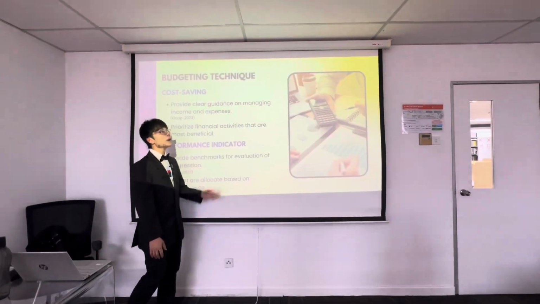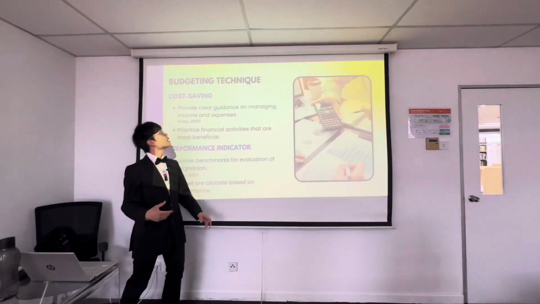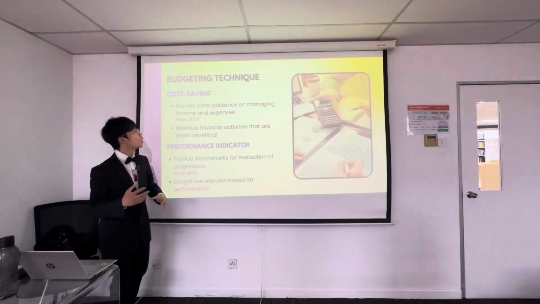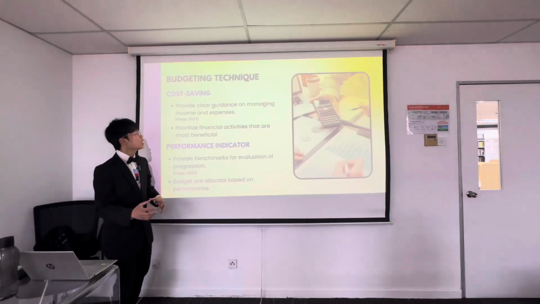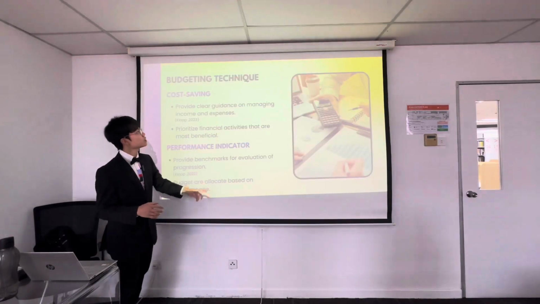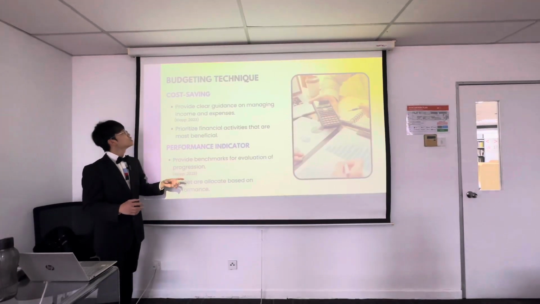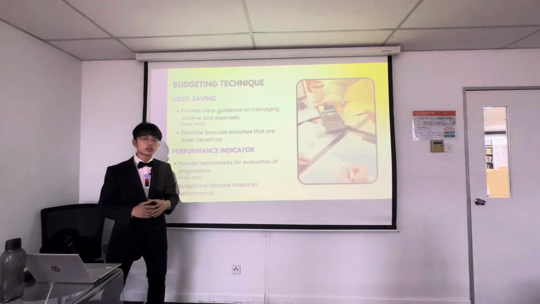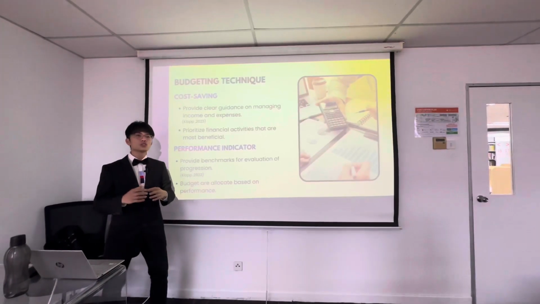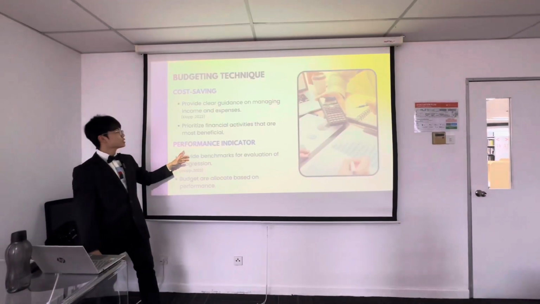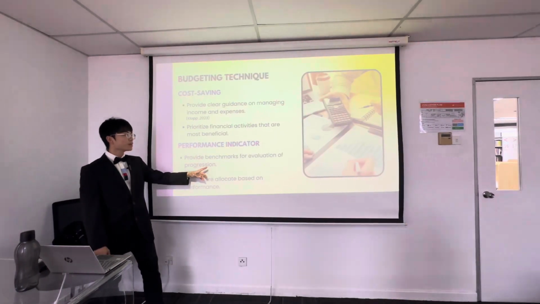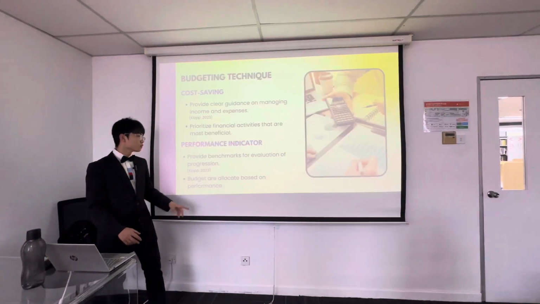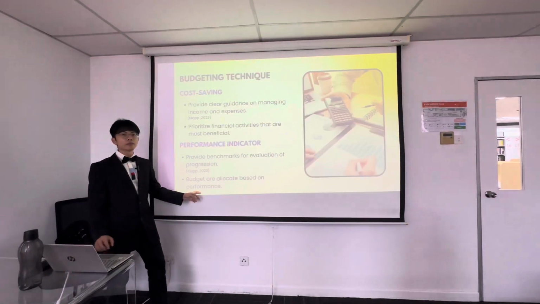Next, we will talk about why a company needs to adopt budgeting techniques. Because of cost saving, it provides clear guidance on managing income and expenses. Second, it prioritizes the financial activities that are most beneficial. So cost saving will help you know what is important to reduce and what we should not reduce. One more is the performance indicator, which provides a benchmark for evaluation of progression. And there is a budget called performance-based budget, which allocates based on performance.